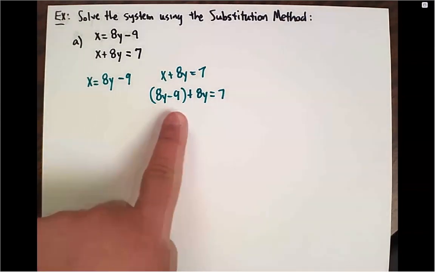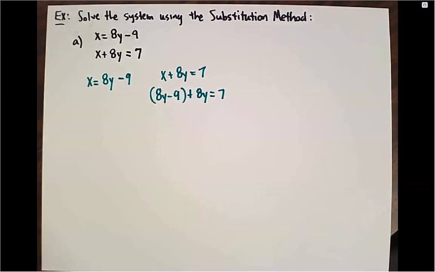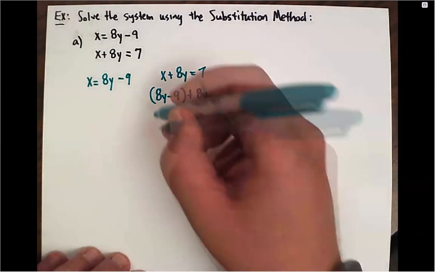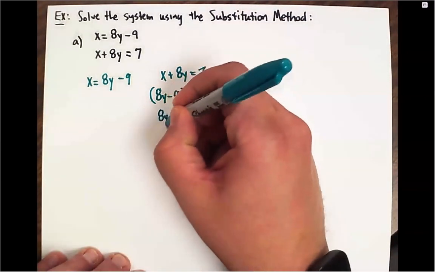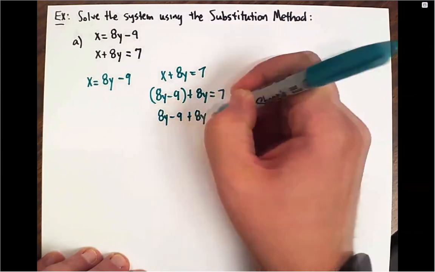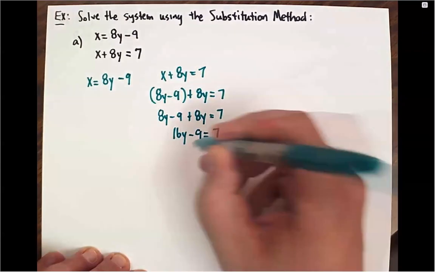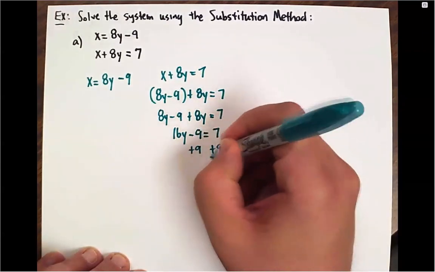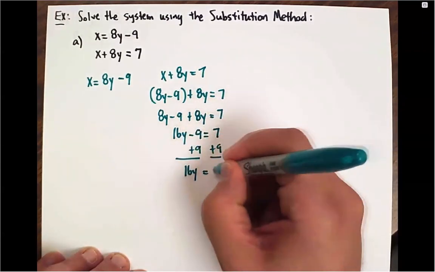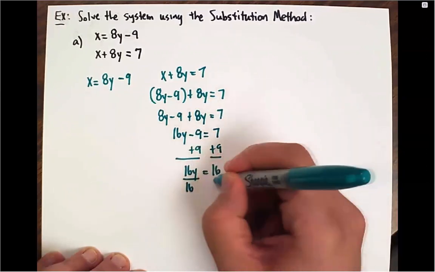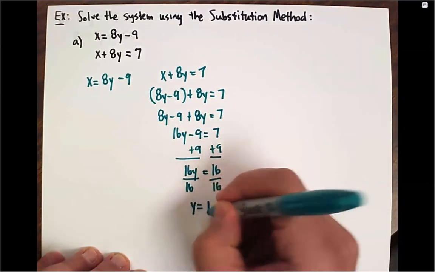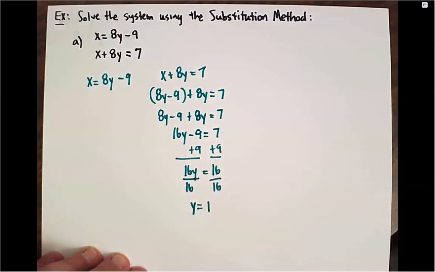And so now I have an equation that's just in y. So 8y minus 9 plus 8y equals 7. So 16y minus 9 equals 7. And if I add 9 to both sides, I get 16y equals 16. Then we divide both sides by 16. And I get y equals 1.